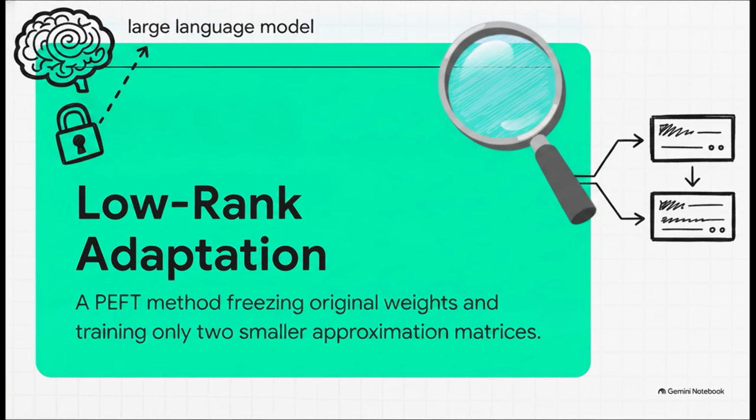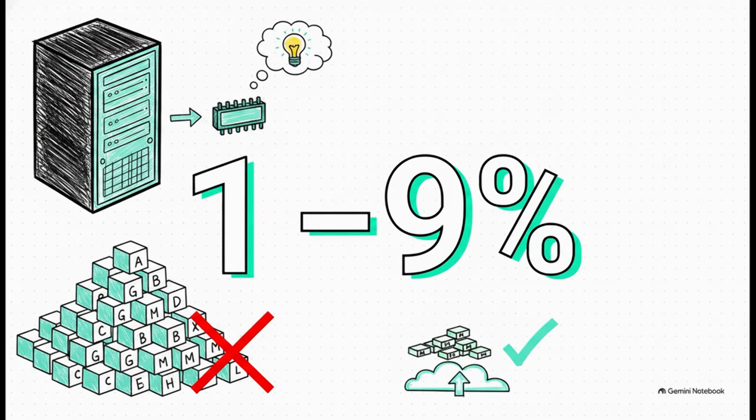It only trains 2 much smaller approximation matrices. So it essentially learns the changes it needs to make without ever touching the massive original architecture. And the efficiency gains we're talking about here are just staggering. A LoRA adapter is typically just a single-digit percentage of the original LLM size. We're talking megabytes, not gigabytes. That saves an absolutely massive amount of memory. It makes it entirely possible to train incredibly powerful models without needing an entire warehouse full of servers.